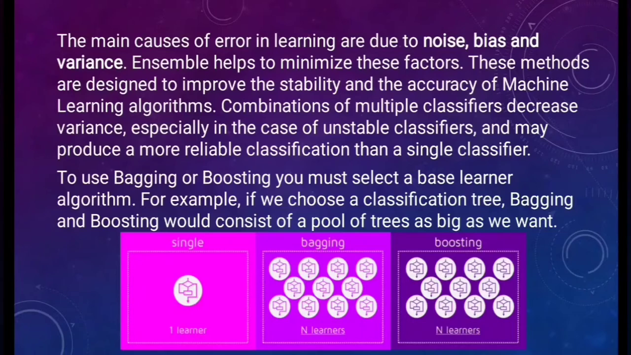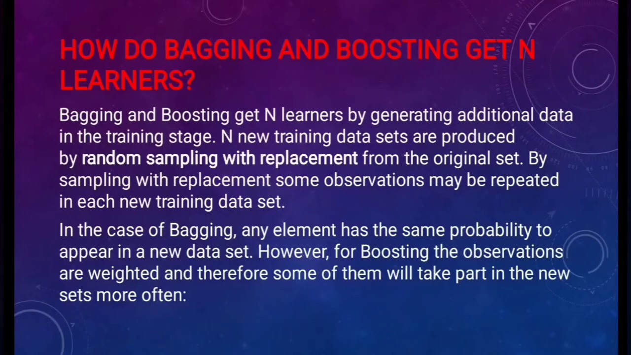than a single classifier. To use bagging or boosting, we must select a base learner algorithm. For example, we choose a classification tree. Bagging and boosting would consist of a pool of trees as big as we want. In this diagram, you can see single, bagging and boosting. In single, we have one learner. In bagging, we have n learners, and in boosting also we have n learners. How do bagging and boosting get n learners?